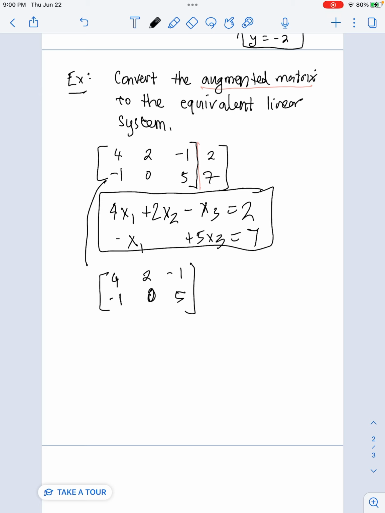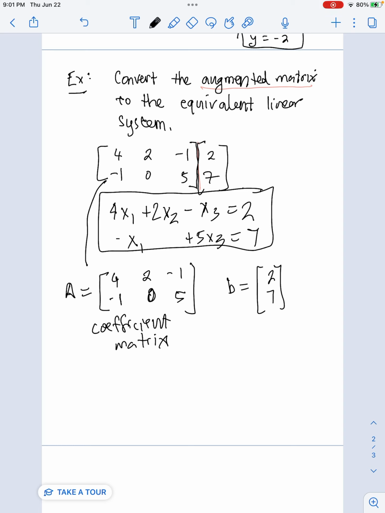But here in this context, let's call this matrix A. So this is the coefficient matrix, right? This matrix, we don't think of it as an augmented matrix, because this matrix just has the coefficients in the linear system. These are the coefficients that are being multiplied by the variables. And then this other part, we usually think of it as a vector 2, 7. And then this is usually B.